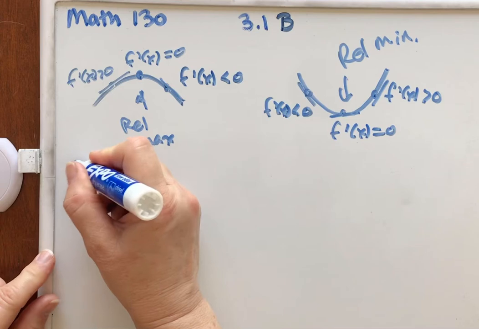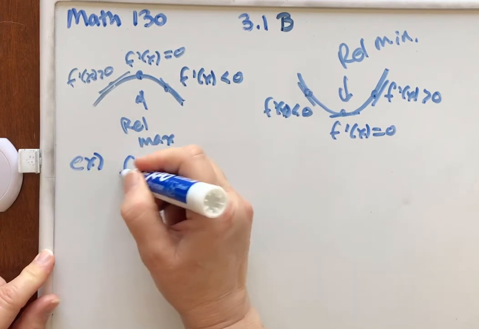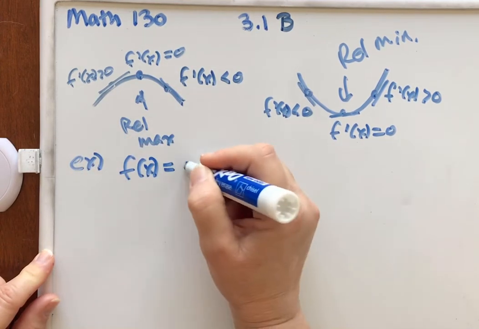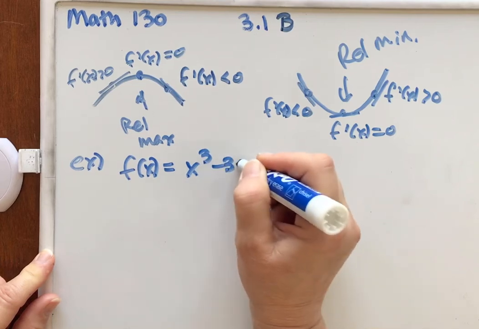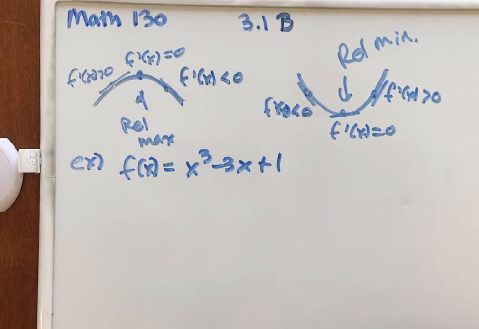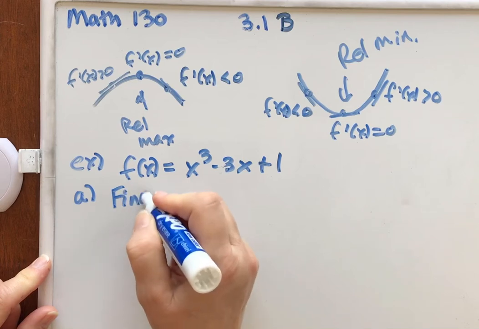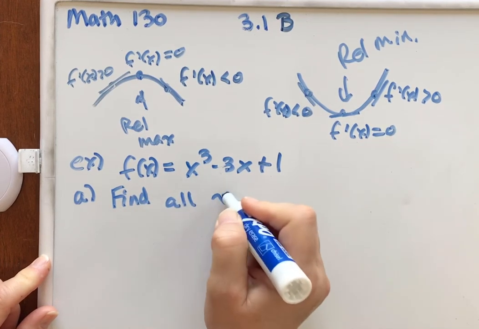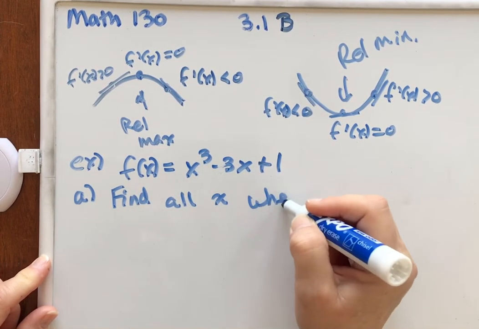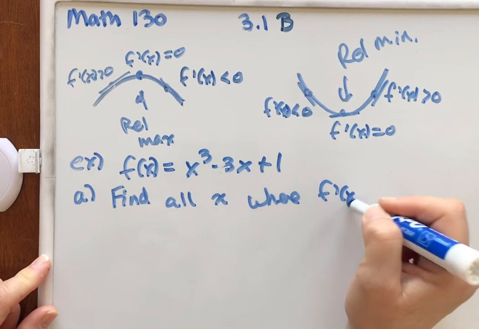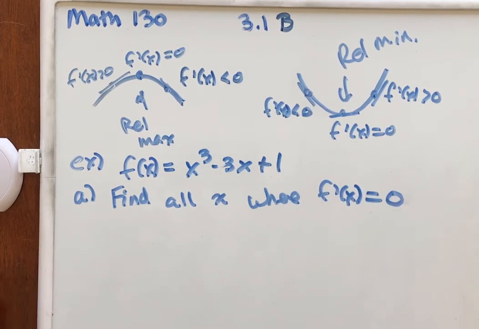So now let's apply this to an actual problem. We're going to look at f of x equals x cubed minus 3x plus 1. All right. Part A, find all x where f prime of x equals 0.